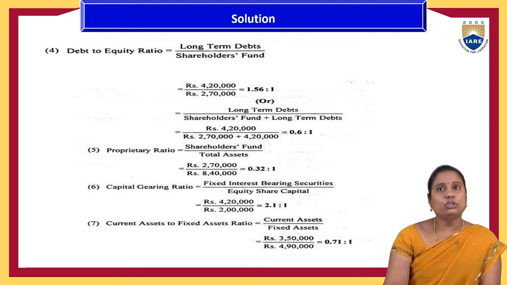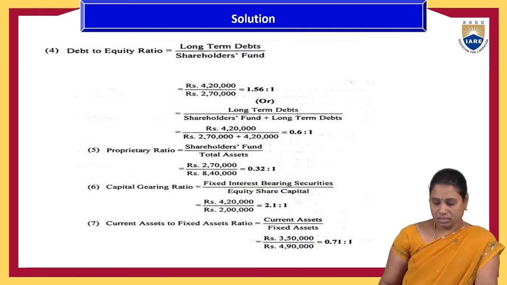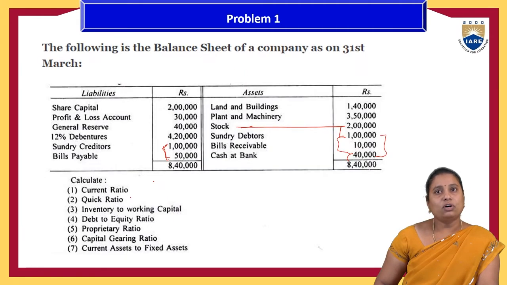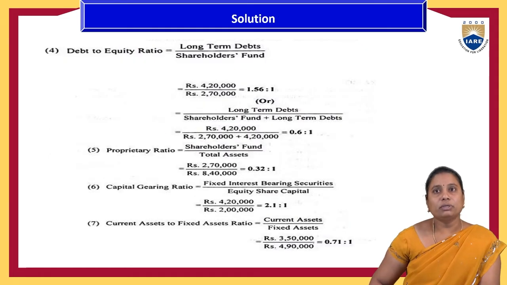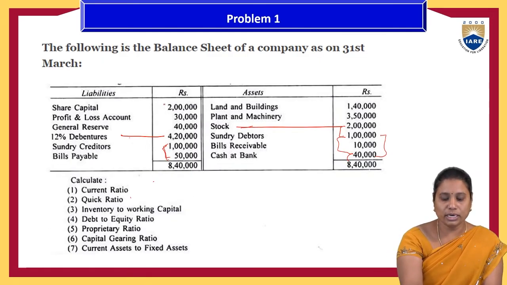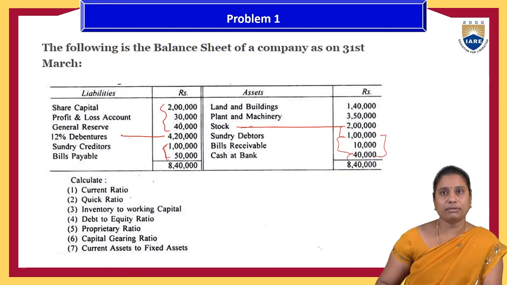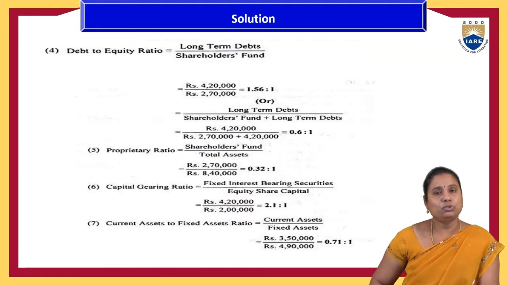And debt to equity ratio. So long-term debts divided by the shareholders' funds. Here if we see, the long-term debts are the debentures, 4 lakhs 20,000, whereas the equity shareholders' worth is 2 lakhs 70,000, that is 2 lakhs 30 plus 40, 2 lakhs 70,000. That is calculated here as 1.5:1.